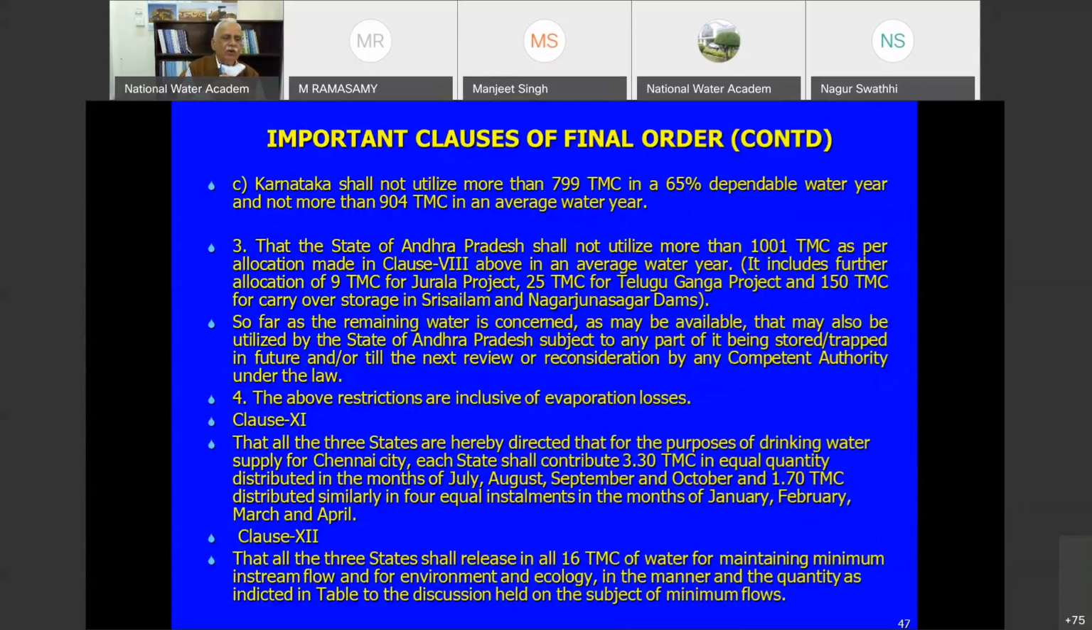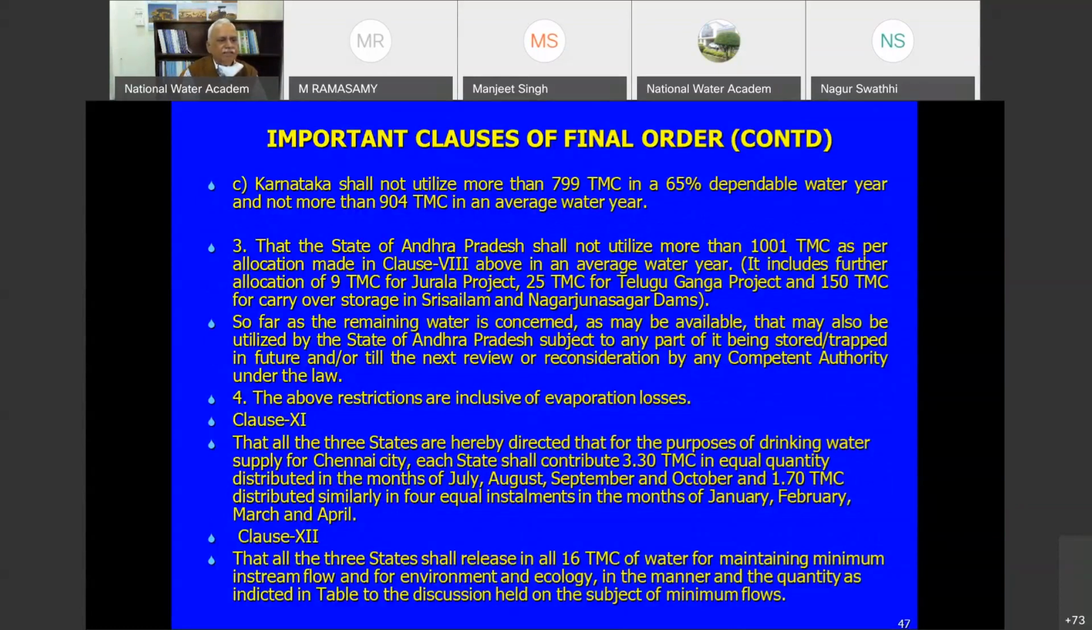Karnataka shall not utilize more than 799 TMC in a 65% dependable water year and not more than 904 TMC in an average water year. This is because 7 TMC is to be released by Karnataka for environmental flows.